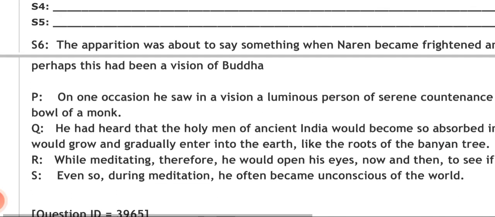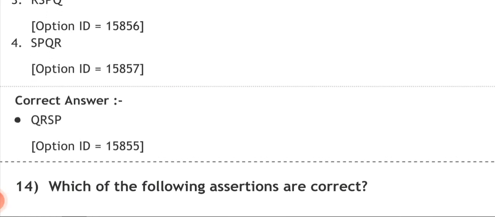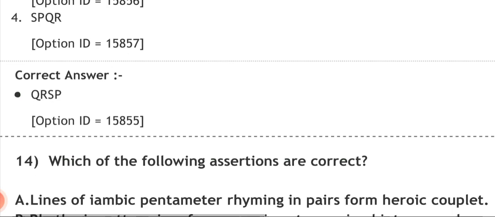First Q will come, then R will come, then S will come, then P will come. Okay. Number 14, which of the following assertions are correct? So these questions are often asked. In NET you will get, and not only NET, if you appear for any state and central government job, then this kind of question will be there. So be prepared. Which of the following assertions are correct?